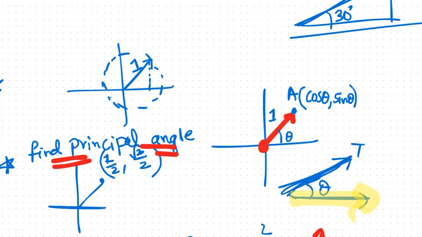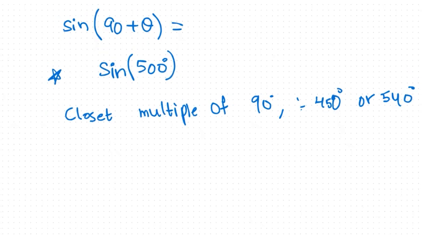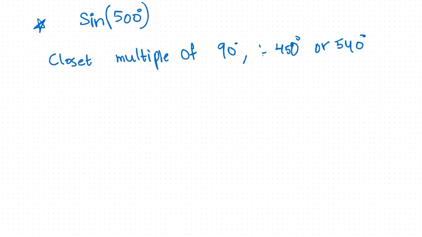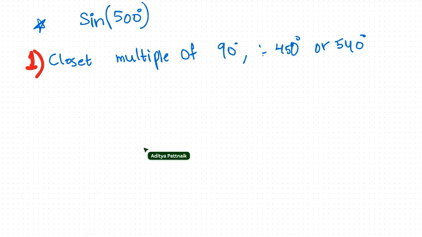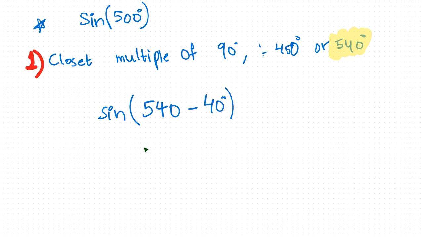And in trigonometry, did they teach you how to find the trigonometry values of larger angles? We follow the first method: observe the angle, it is 500 degrees, and find the closest multiple of 90 degrees. So 450 or 540. Let us take 540. So 500 can be written as 540 minus 40. You have to write it in terms of multiples of 90.